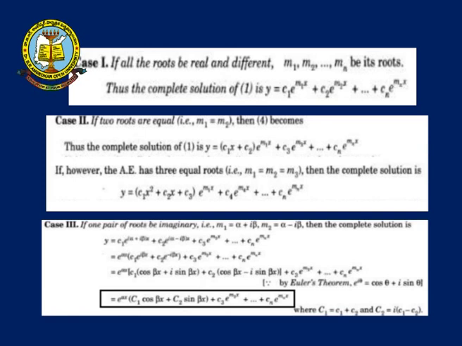If 3 roots are equal, m1 equal to m2 equal to m3, in case 2, then y equals (c1 x square plus c2 x plus c3) into e to the power of m1x. Because 3 roots are equal, we have 3 constants c1, c2, c3 as coefficients. The remaining roots are distinct, so the separate solutions we can write as c4 e to the power of m4x, plus so on.